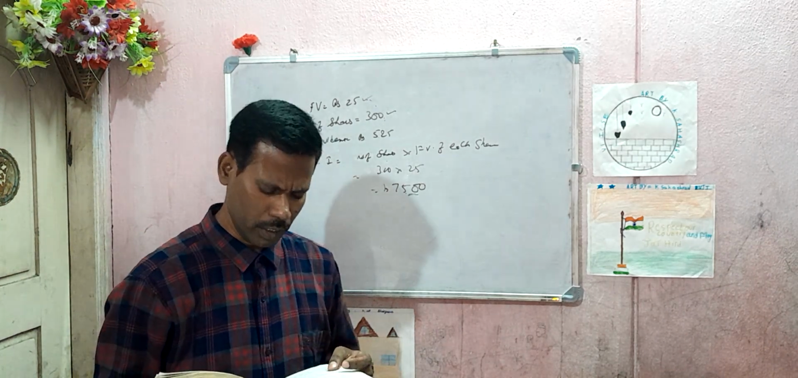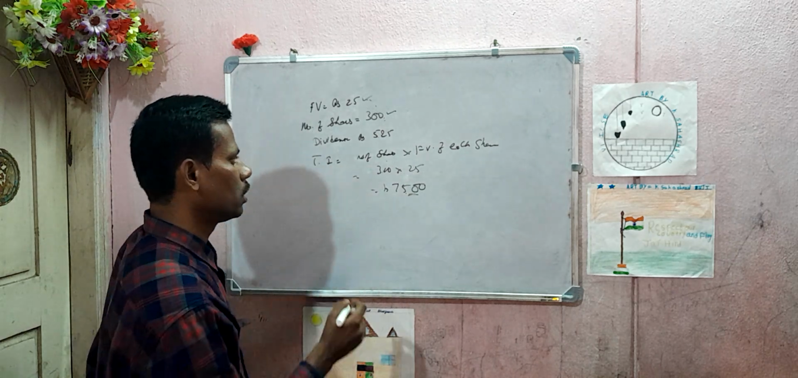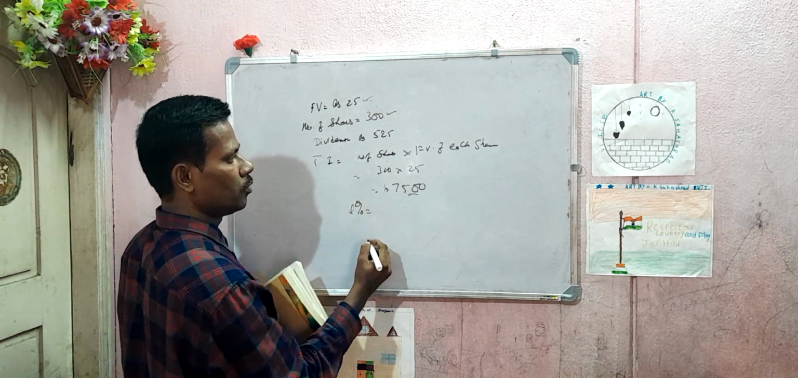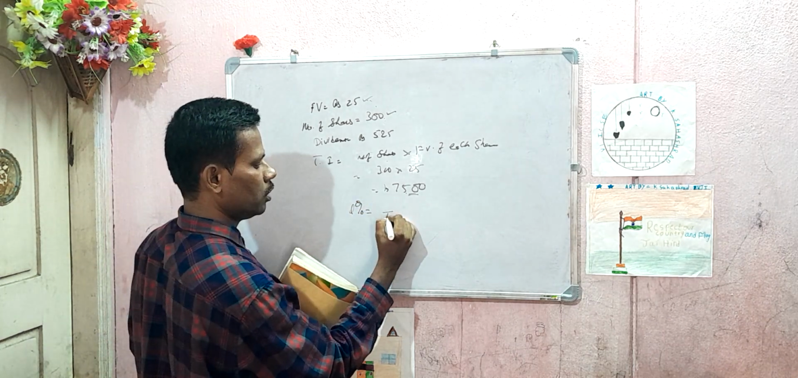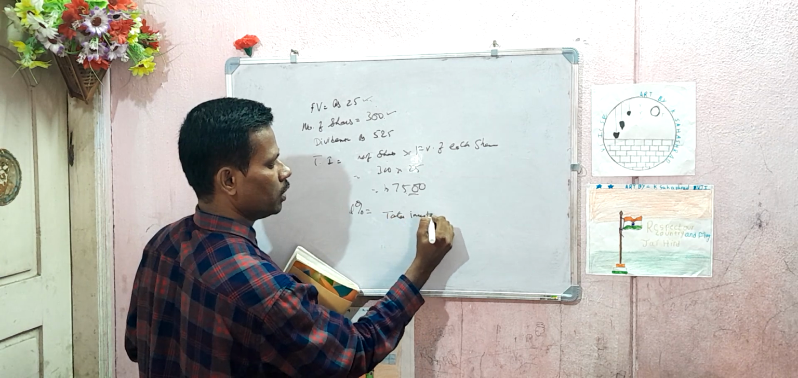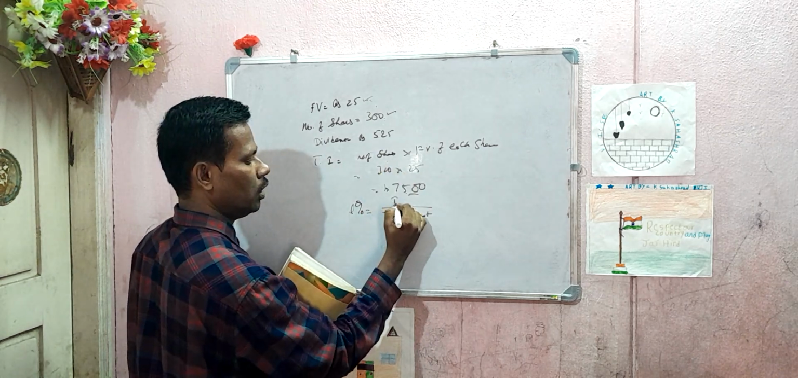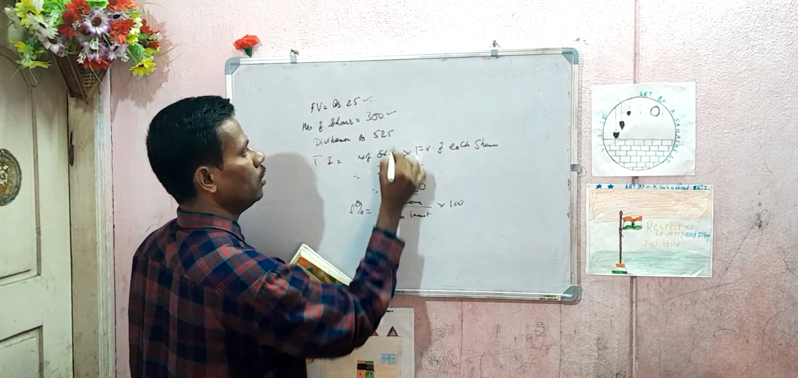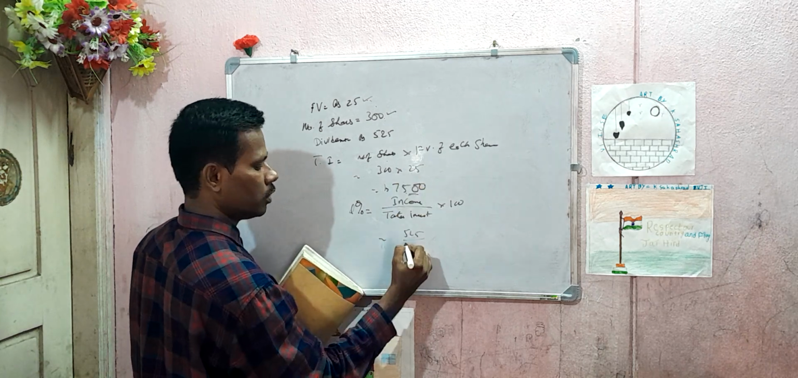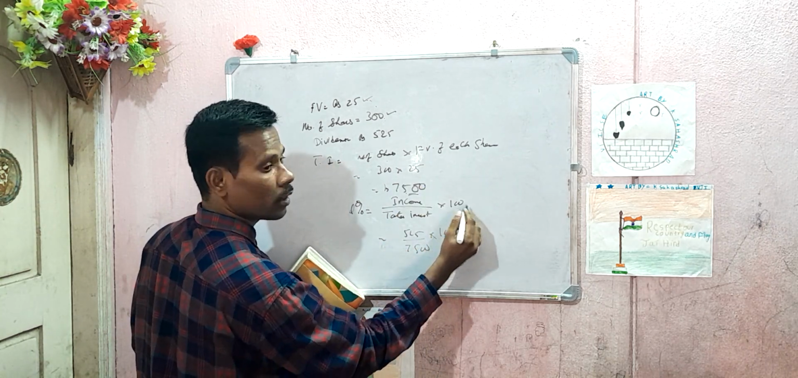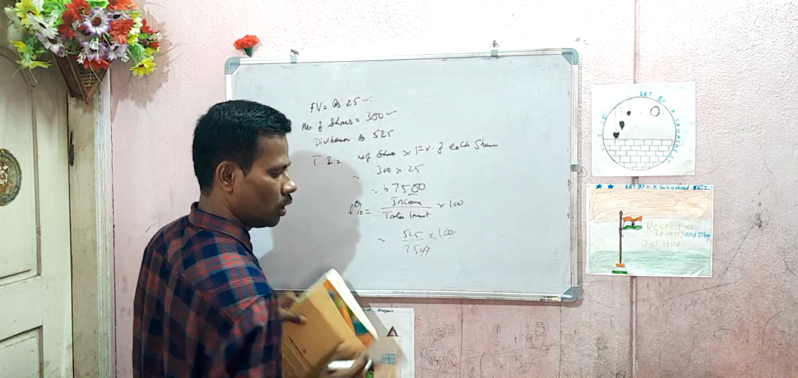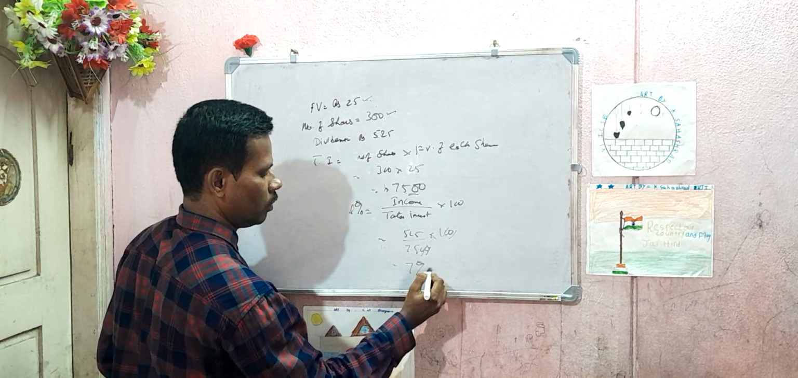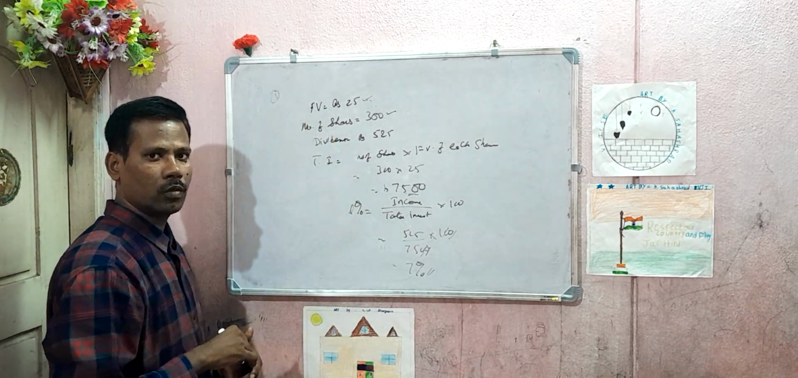Rate of dividend is nothing but dividend percentage. So simple, dividend percentage is nothing but the income or dividend you got by the total investment. 525 by total investment 7,500, into 100. Cancel 2 zeros, 2 zeros. I think 75 into 7. This is nothing but 7%. This is one type of problem.